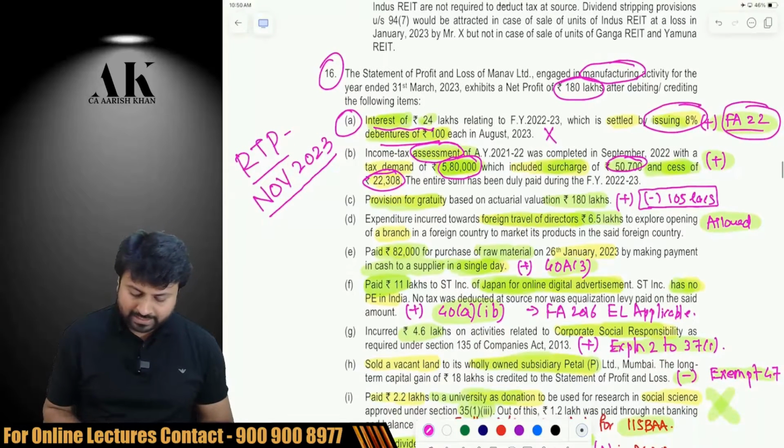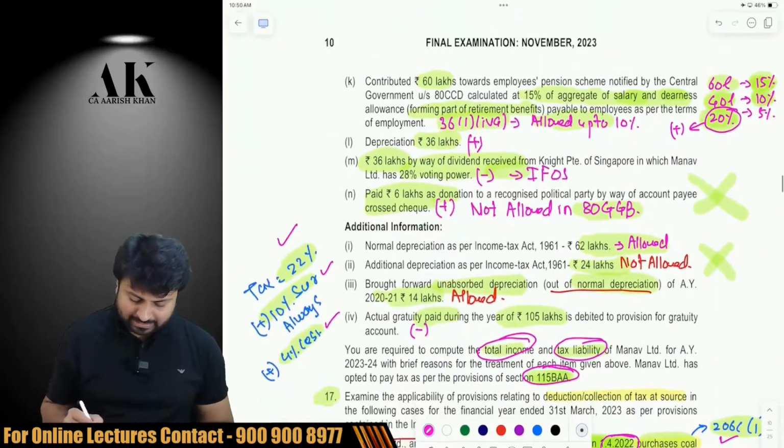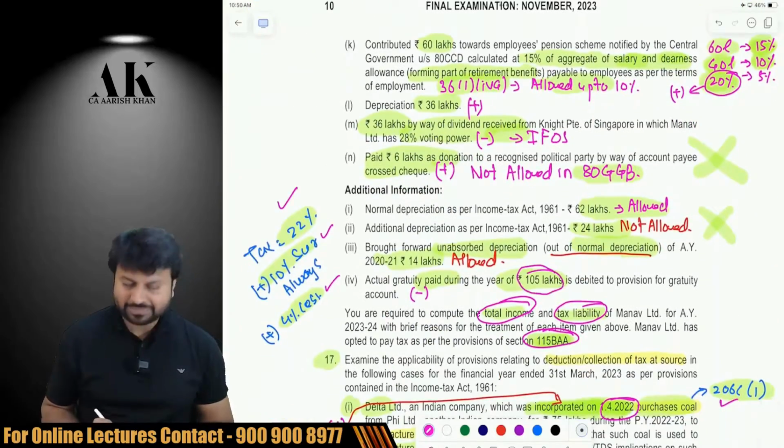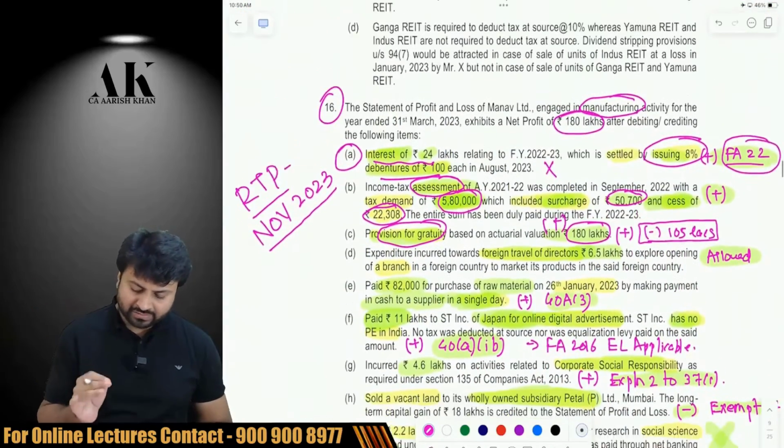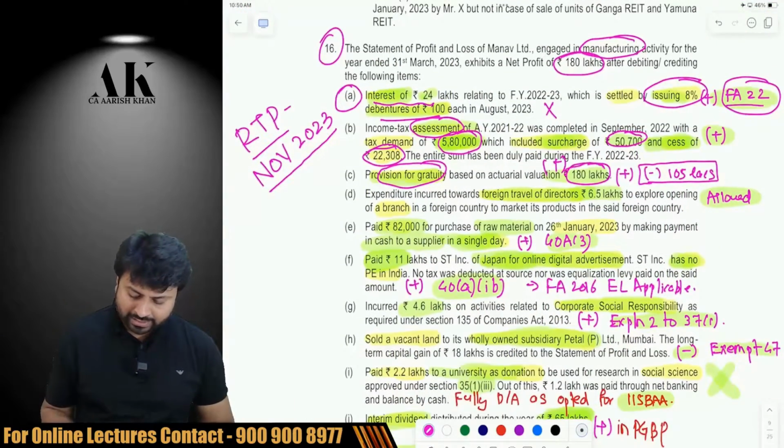Next one, you are making some provision for gratuity. Provision for gratuity is disallowed. But if you have paid some gratuity, which you have paid in the last adjustment, 105 lakhs, that will be allowed as a deduction to you. But provision for gratuity is not allowed. It is disallowed. Okay. So 180 lakhs will be added back and 105 lakhs will be reduced.